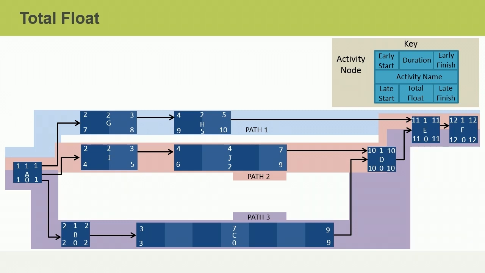Now let's determine the floats for activities G and I. If you'd like more time to think about your answer, just pause the video and resume when you're ready. If you said Activity G has a float of 5 and Activity I has a float of 2, you are correct. Now you have calculated the float of all of the activities in your schedule network diagram. So what do we do with this information?